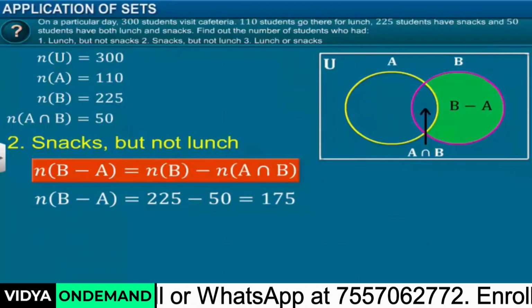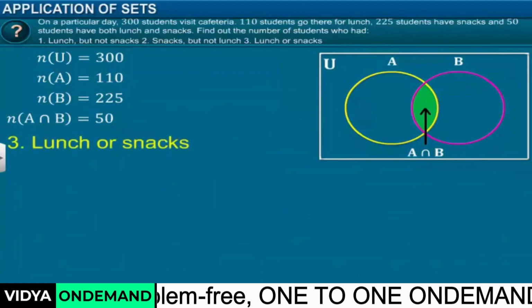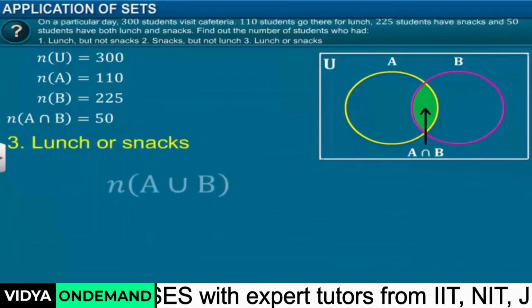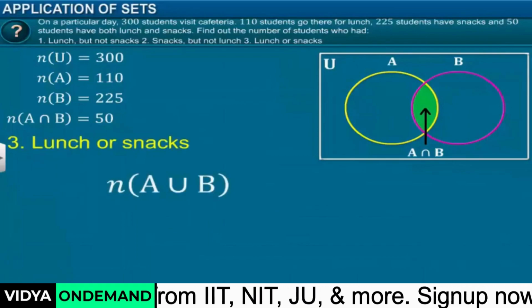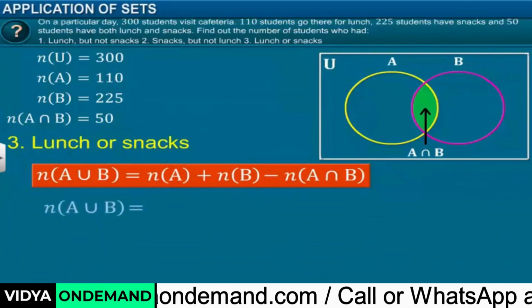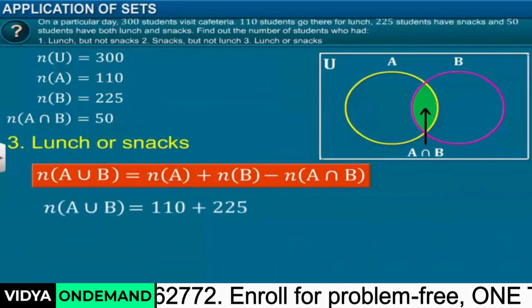Now, we will find the number of students who had either lunch or snacks. This is given by set A union B. This is given by the relation shown. Using the values, we get the number of students who had either lunch or snacks as 285.